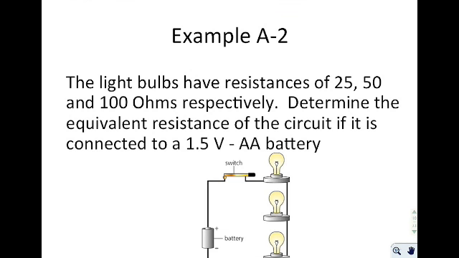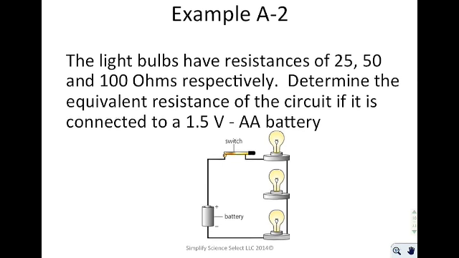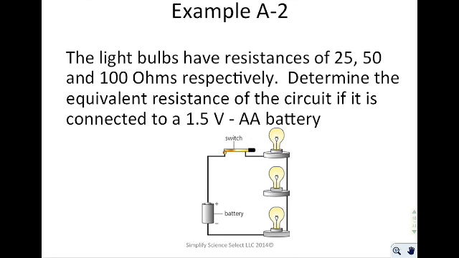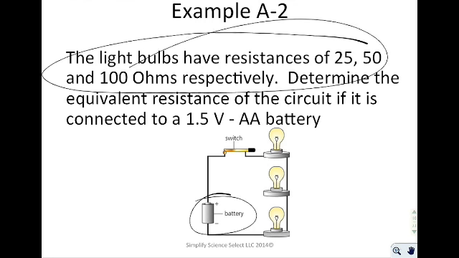The next one, example A2, says the light bulbs have resistance of 25, 50, and 100 ohms respectively. Determine the equivalent resistance if it is connected to a 1.5 volt AA battery. So the first thing you need to realize is that the voltage has nothing to do with the resistance. Okay, the resistance of the circuit is determined solely by the individual resistor values. These things right here, even though it's a different form of it, you can see are connected in series. I go through this bulb, and I have to go through this bulb, then I have to go through this bulb. So what I can do is I can assign them values.